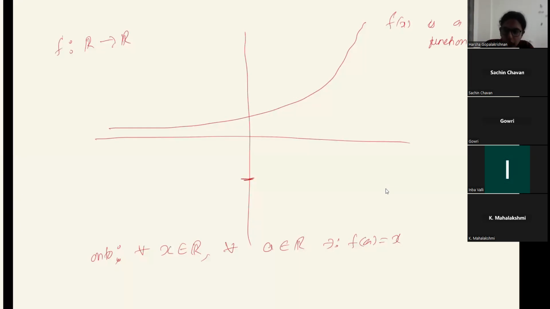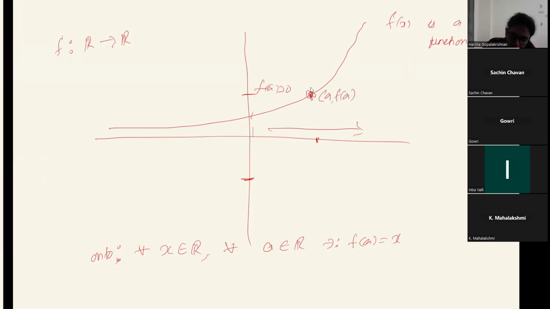Suppose some A exists. Suppose A is somewhere here. But what is f of A? f of A is going to the upper side here, right? That means f of A is here, which is a positive number. So whatever A I am taking in the positive x-axis, you can see that f of A is always in the positive y-axis. Whatever A value I am taking in the positive x-axis, f of A is always positive, because this is the point A, f of A.